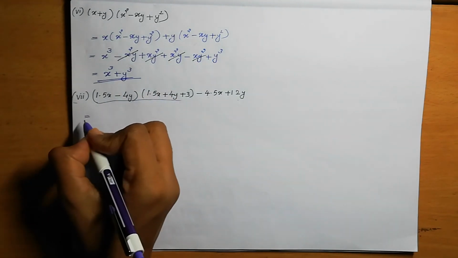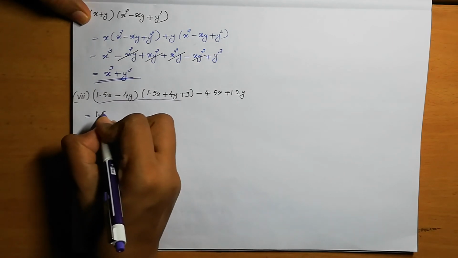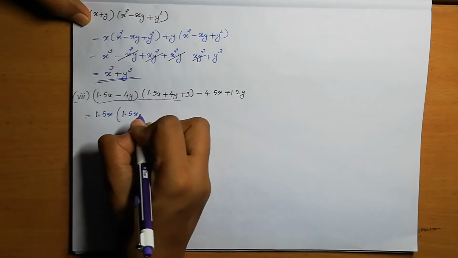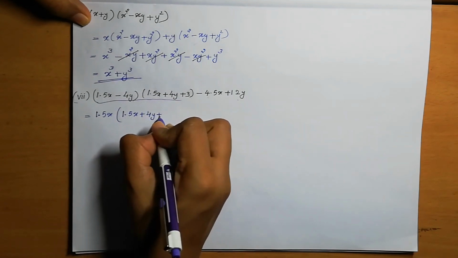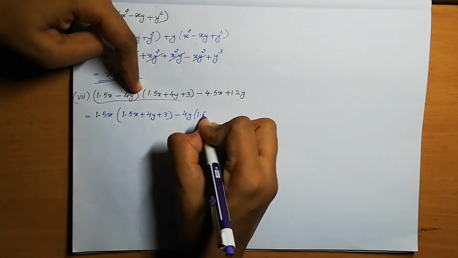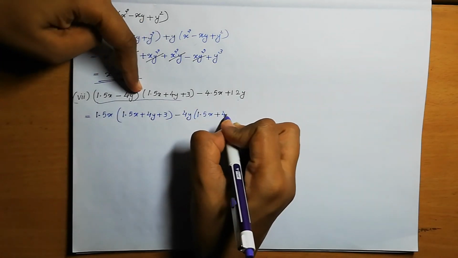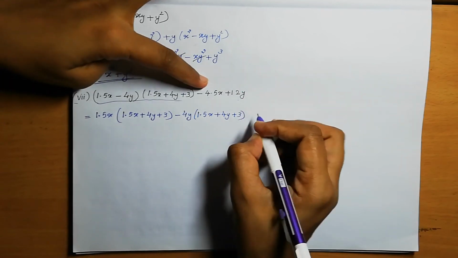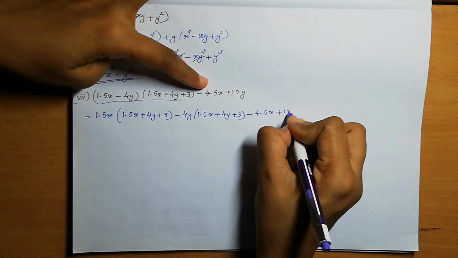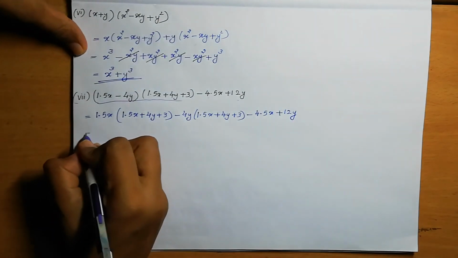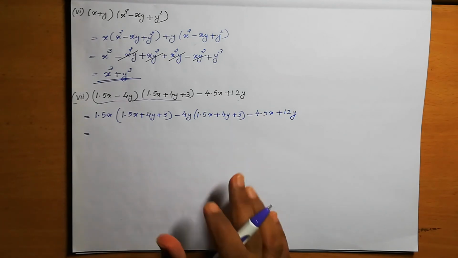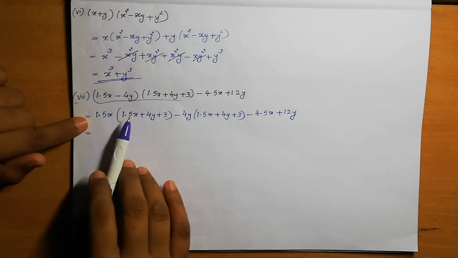So this is equal to 1.5x into 1.5x plus 4y plus 3, minus 4y into the same term, 1.5x plus 4y plus 3, minus, this term as it is only, 4.5x plus 12y. So one thing only you should remember, each term we need to multiply whenever, wherever you can see the bracket. Okay, so next, 15 into 15 is 225, right?